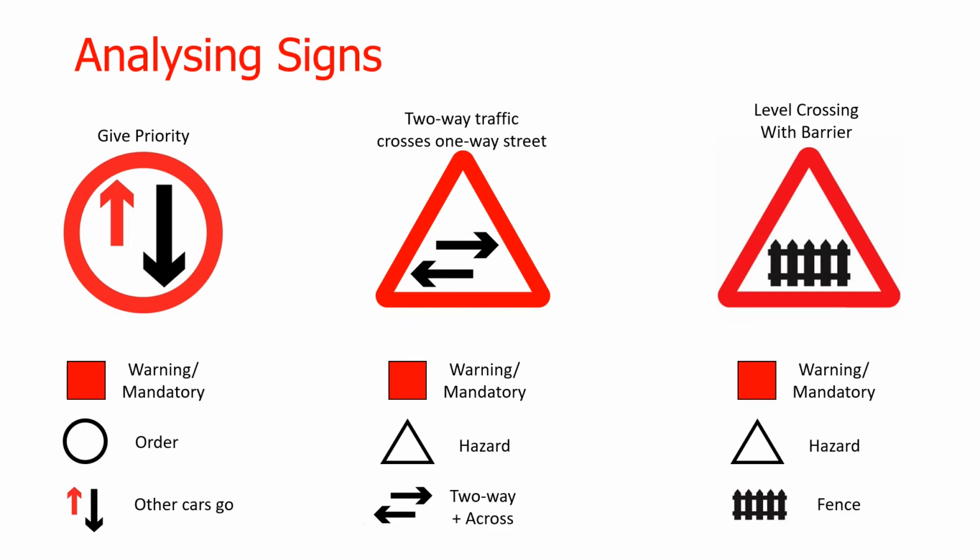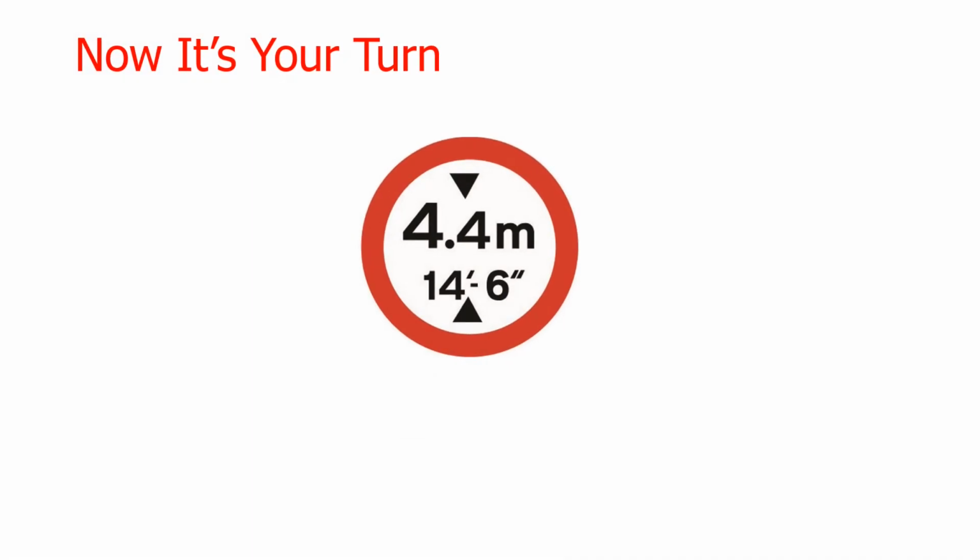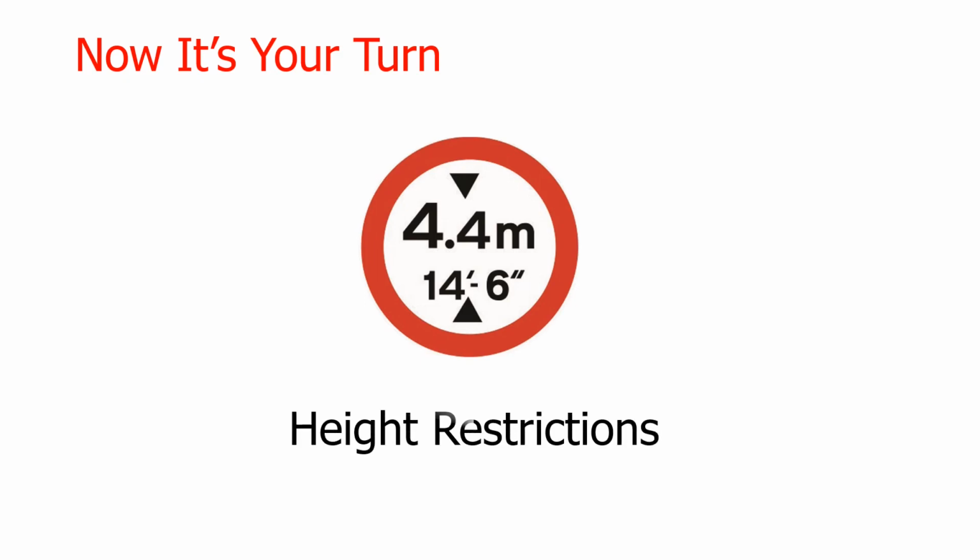Now it's your turn to give it a go. For this sign, I want you to try and break it down and analyse what it is. Pause the video now and give it a go. So the answer is actually height restrictions. We can tell the sign is height restrictions because of the arrows pointing upwards and downwards, and also the fact that there is clearly a measurement on there, in this case 4.4 meters.